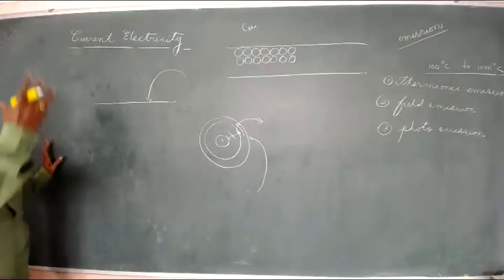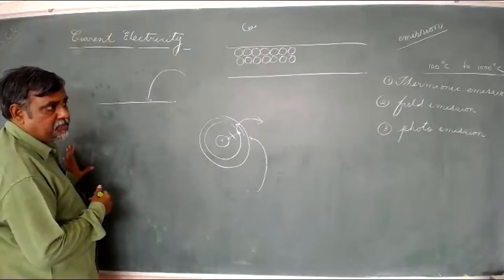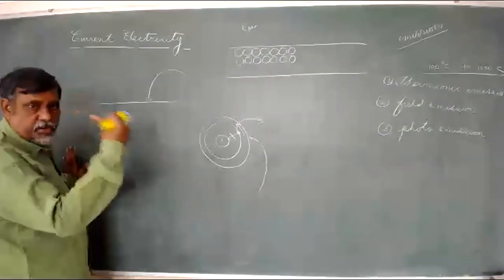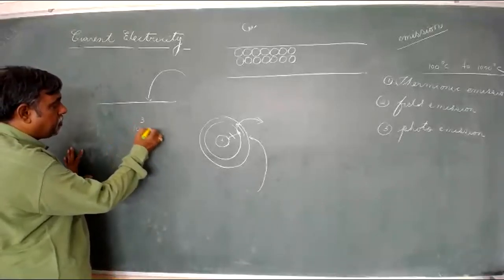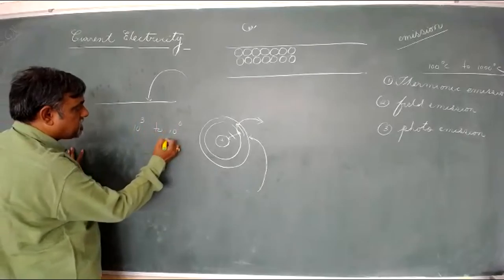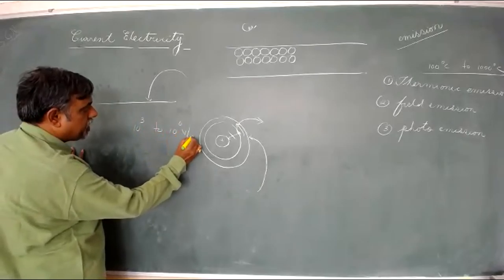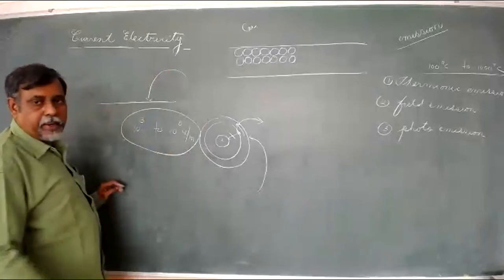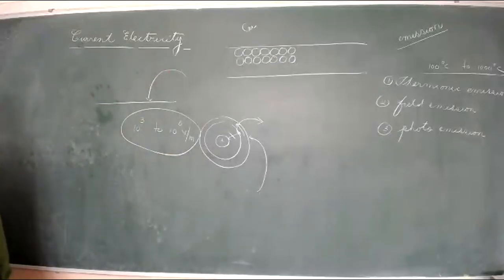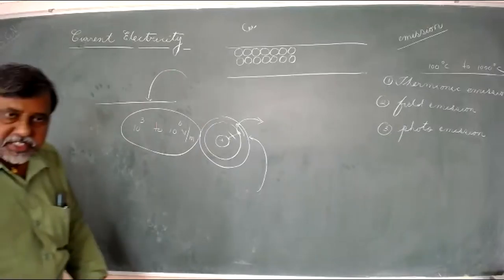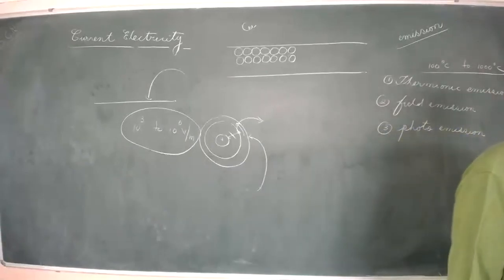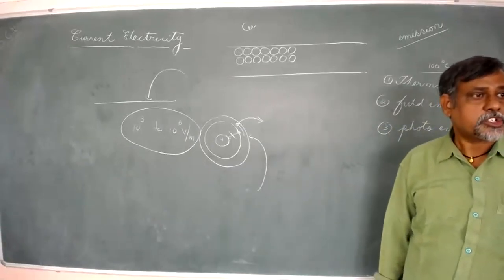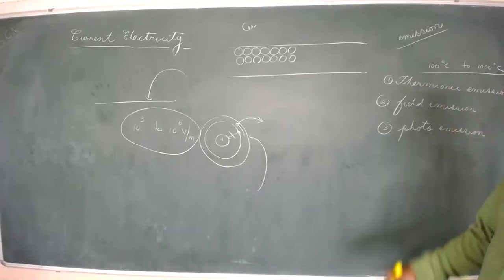To get field emission, the intensity of the electric field we need to apply is approximately 10 power 3 to 10 power 6 volt per meter. So an electric field has to be applied, and then only will electrons come out. Otherwise, the electron cannot come out of the atom in the free state. Understood? Like this. And coming to one more thing, that is photo emission.